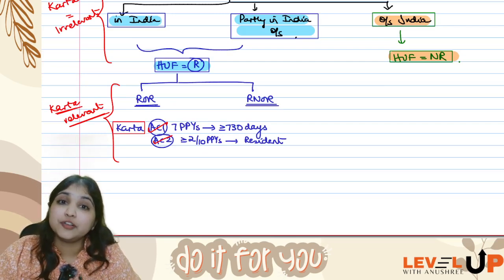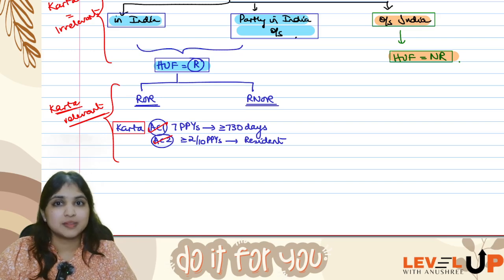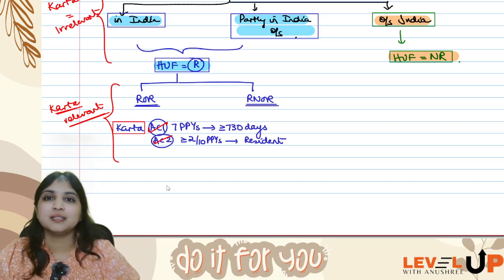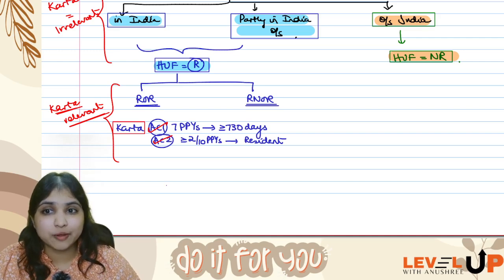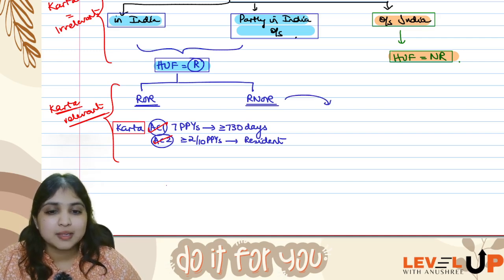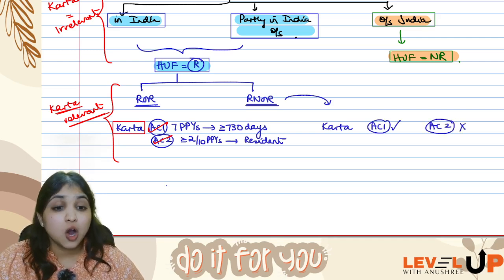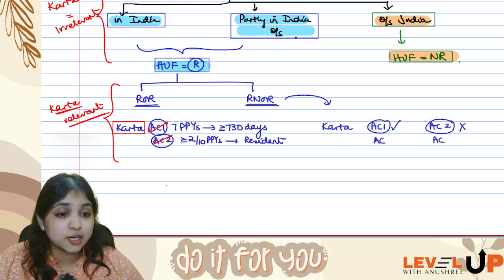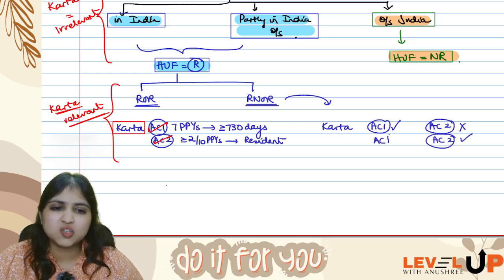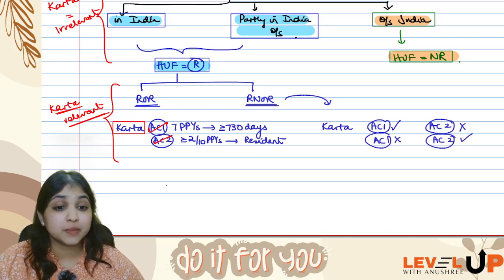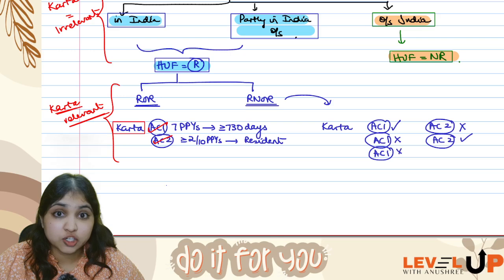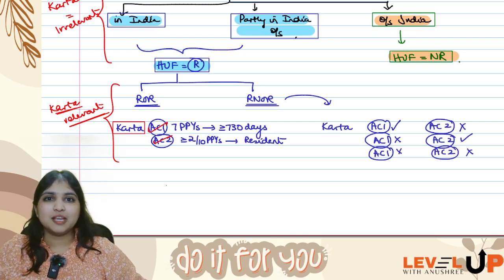If the karta fulfills both the additional conditions, then the HUF becomes an ROR. But however, listen to the second part. Let us say this karta fulfills additional condition 1, but does not fulfill additional condition 2. Or let us say he fulfills additional condition 2, but does not fulfill additional condition 1. Or let us say neither of them he fulfills.